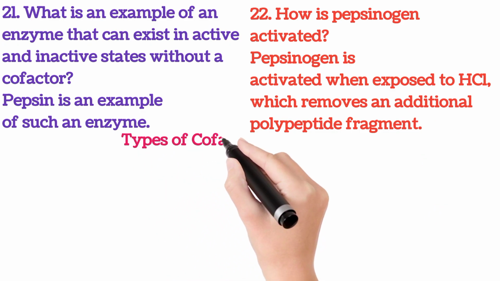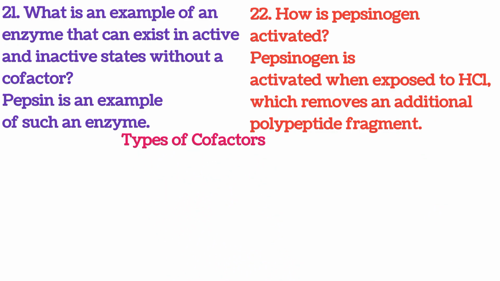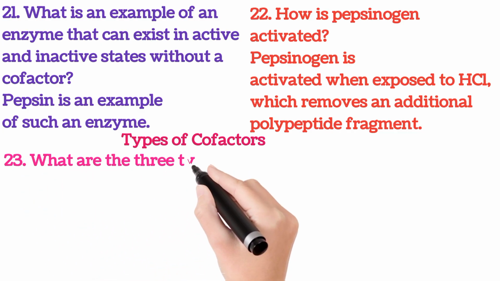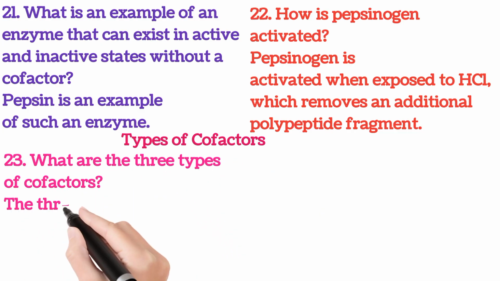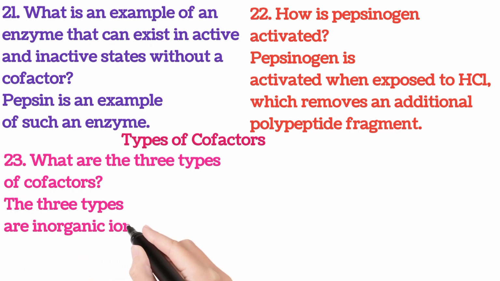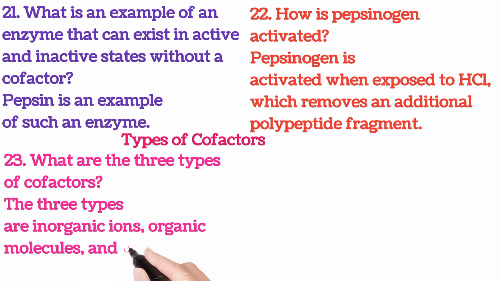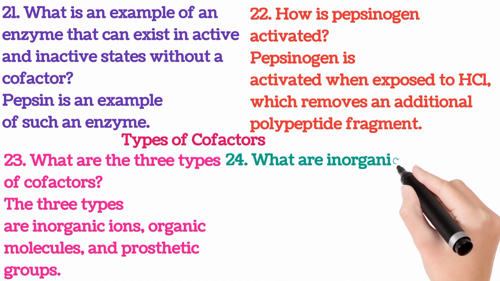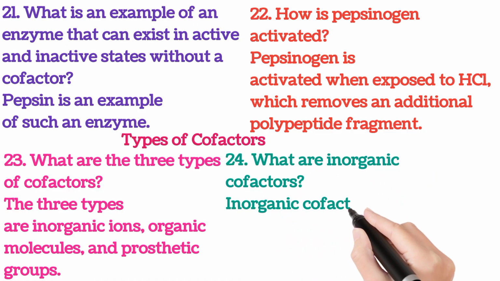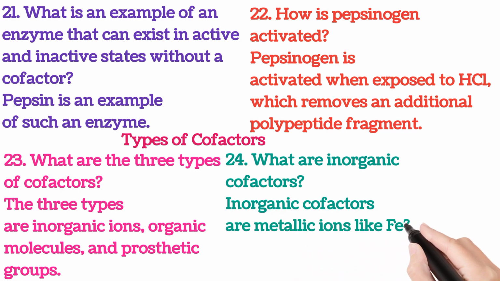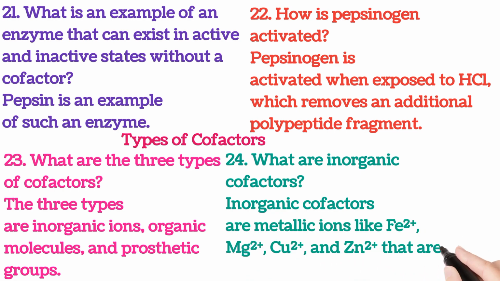Types of cofactors. 23. What are the three types of cofactors? The three types are inorganic ions, organic molecules, and prosthetic groups. 24. What are inorganic cofactors? Inorganic cofactors are metallic ions like iron, magnesium, copper, and zinc that are detachable.